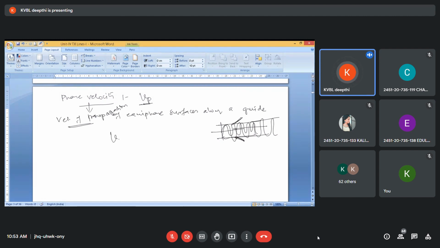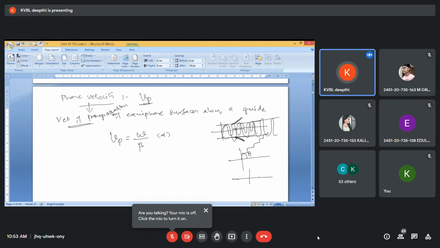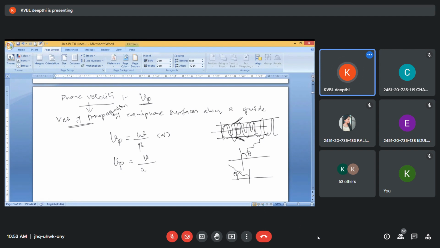So how do we define this one? Vp is equal to omega by beta. But this could also be written as, if we are having a signal transmission in this direction, it will be having some angle theta with respect to the ground level. Or maybe it is traveling in this direction, having an angle theta. So Vp is equal to normal velocity by cos theta. These two are the equations by using which we can define a phase velocity.